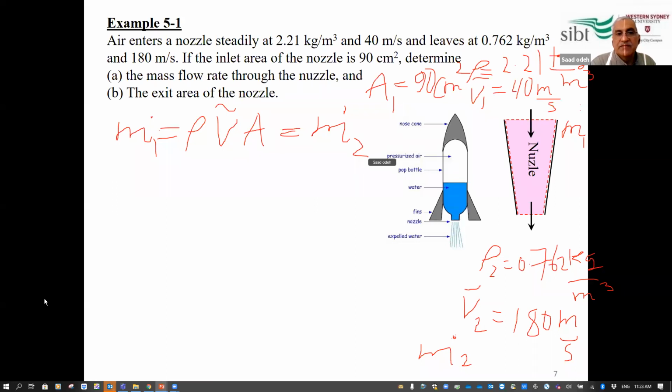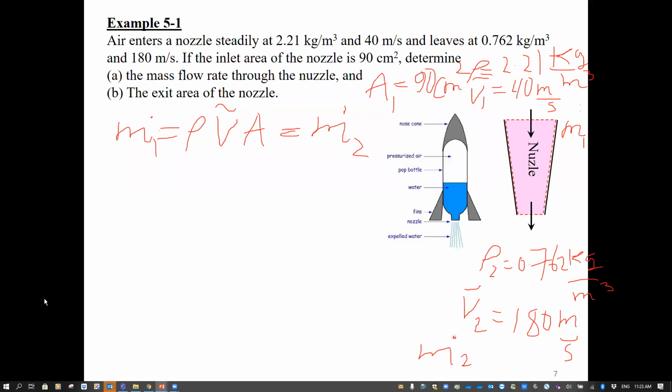So the mass flow rate is going to be the same either for gas or liquid. When it comes to volume, it would be different. Exactly, when you use air, the volume flow rate will be different because the area is different on both sides. So for liquid, mass and volume are going to be the same all the time, but for air the volume could be different.